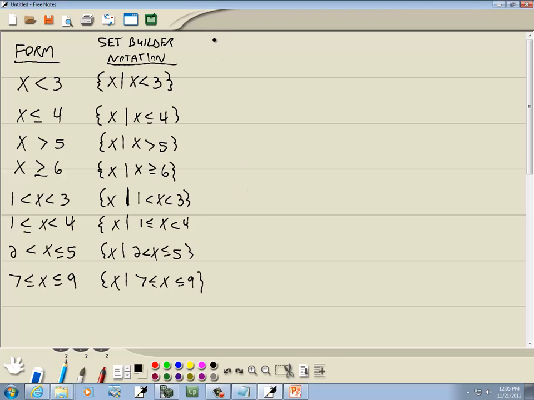That's set builder notation. Let's take a look at interval notation. These are different ways of expressing your answer. Now, I'm going to talk through this. Less than means it's going to go to negative infinity. You always put your smaller number here, comma your larger number.